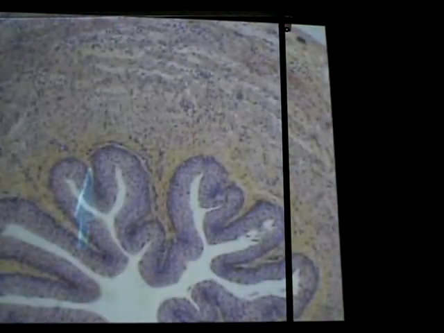Alright, so the main thing that will help you to tell the difference between the ureter and the bladder is that the ureter is going to be a single tube. The bladder is going to be too large for you to see the entire thing on one slide. So you're only going to see a piece of it. So again, you have your transitional epithelium.